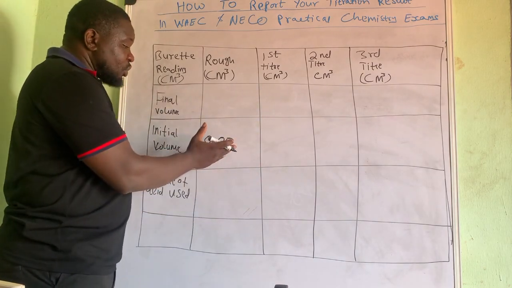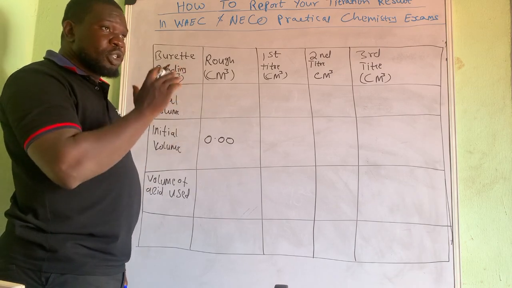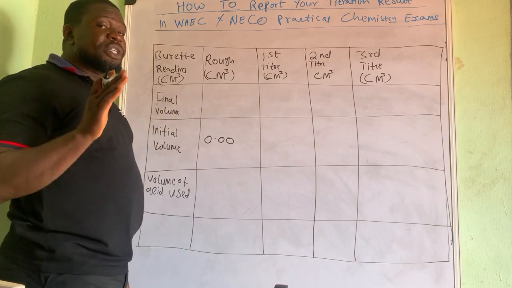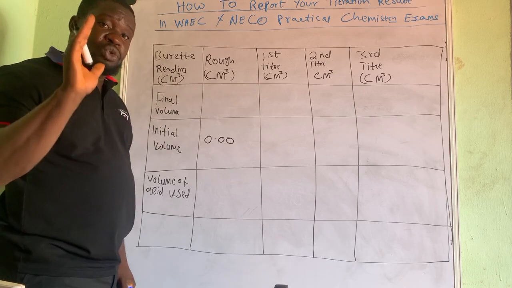It's not that after writing 2 decimal places you now start writing 1 decimal place. No, all of them must be consistent. If you're writing 2, you write 2 throughout. If you're using 3 decimal places, you use 3 throughout. But it is advisable to just use 2 decimal places.